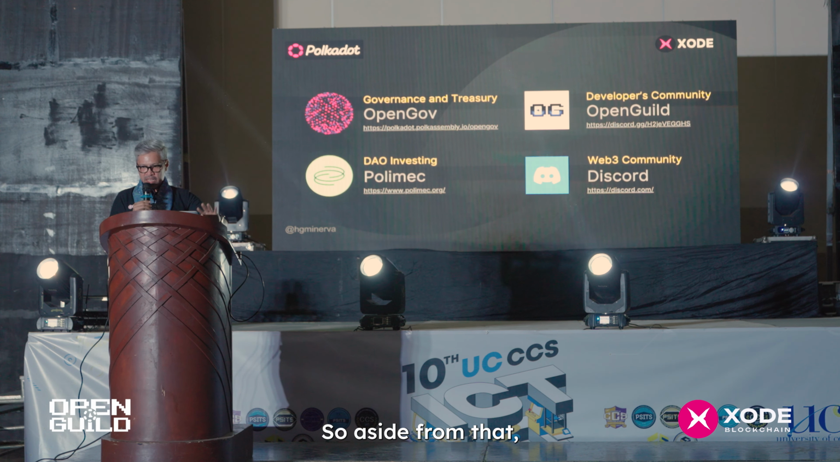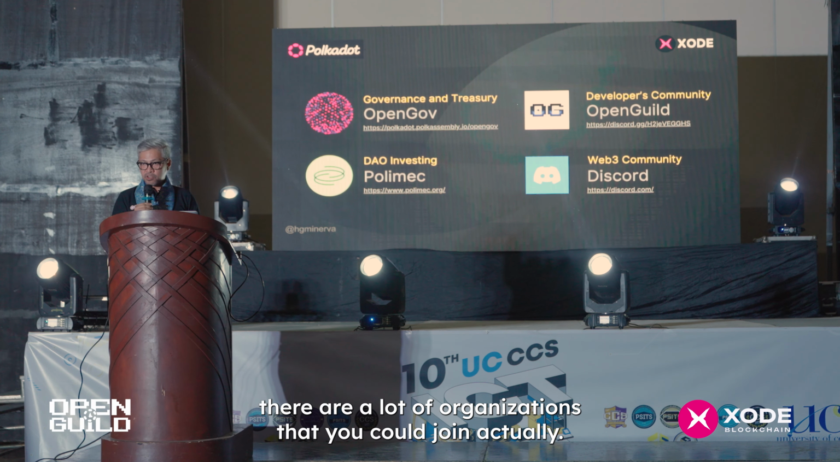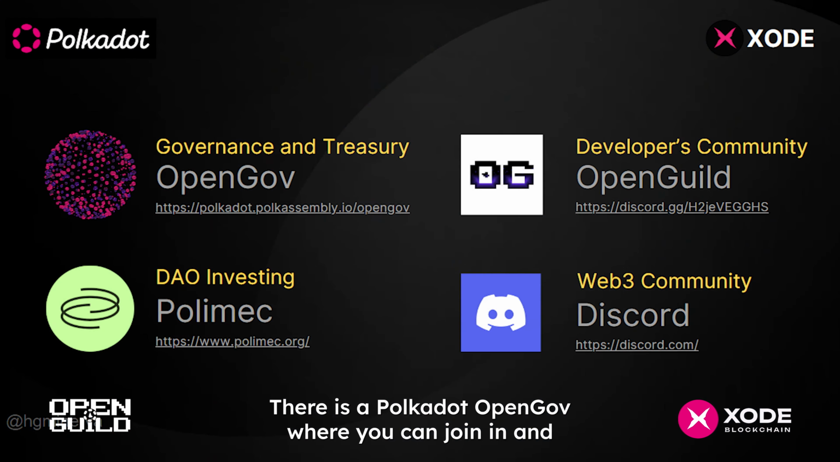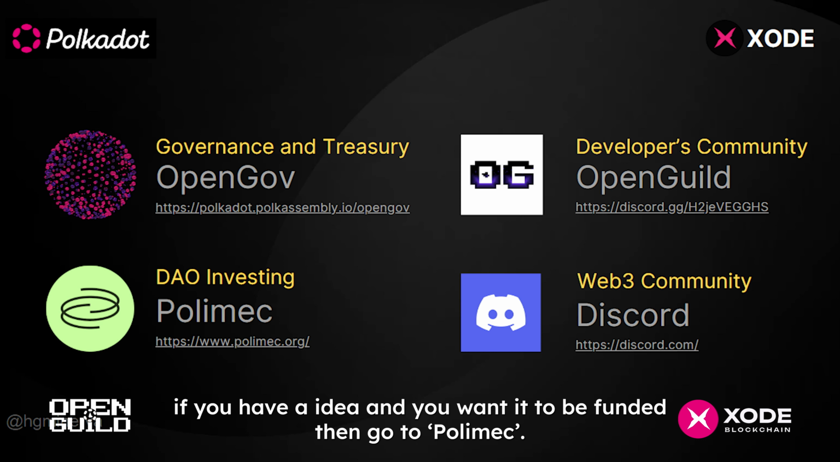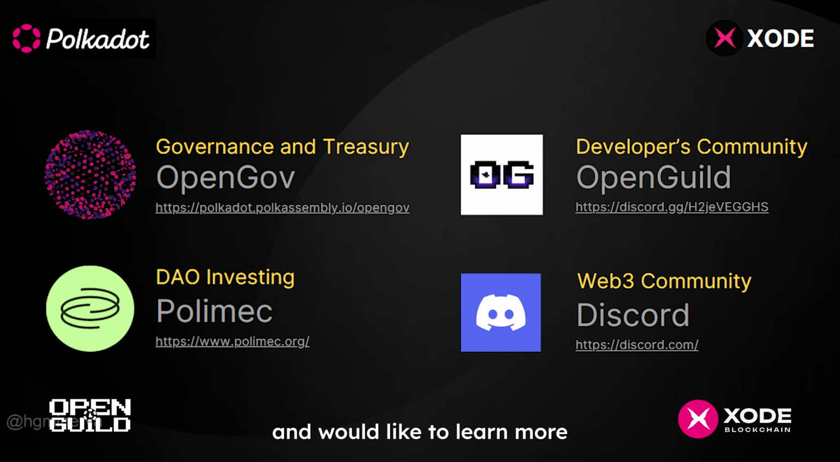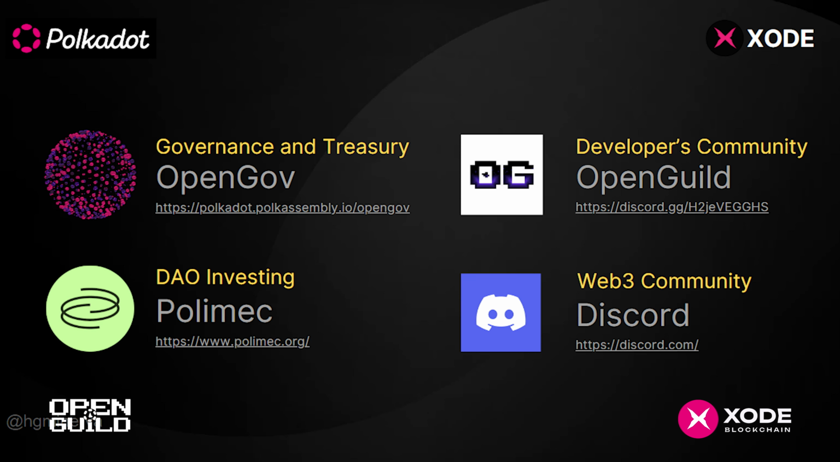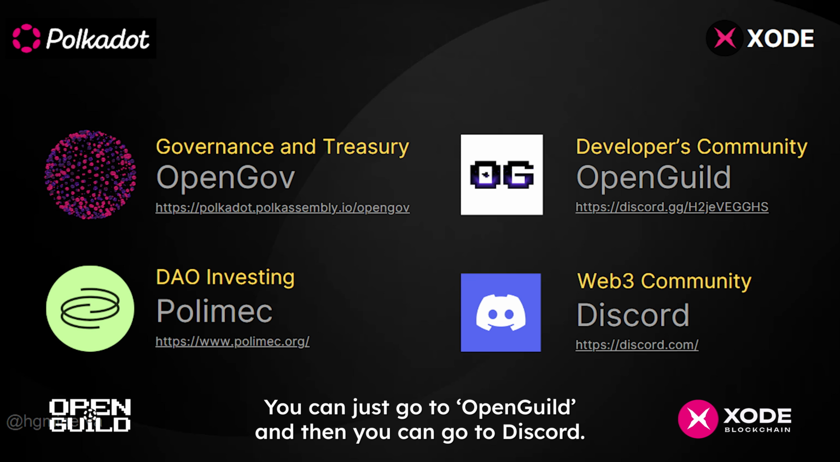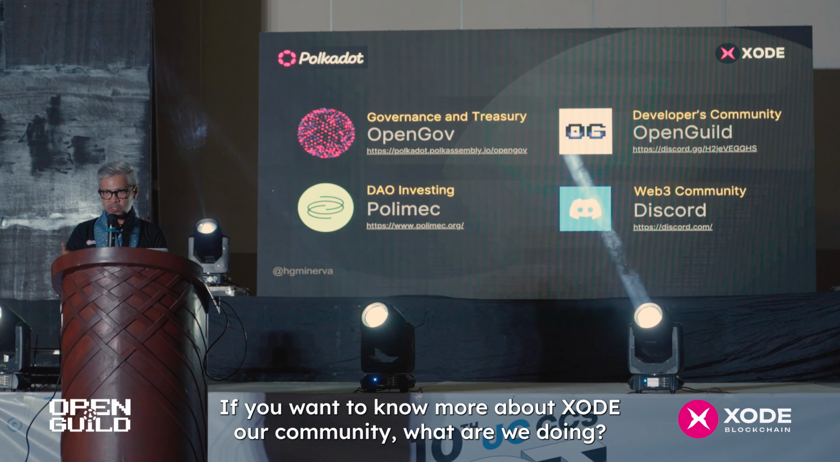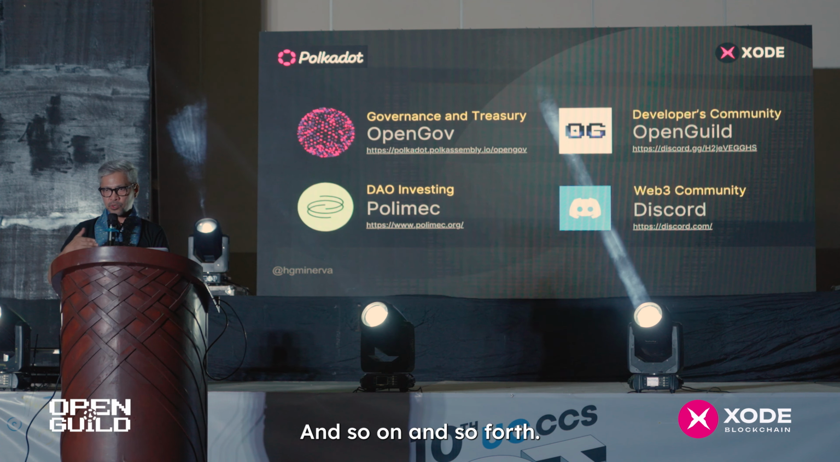So aside from that, there are a lot of organizations that you could join. No? There is a Polkadot OpenGov where you can join in and discuss what is Polkadot, maybe submit some proposal. There's a DAO investing, meaning if you have an idea and you want it to be funded, then go to Polymec. And if you are a programmer and would like to learn more about Rust, smart contracts, Polkadot, Substrate, and so on and so forth, you can just go to OpenGuild. And then you can go to Discord if you want to know more about XODE, our community, what are we doing, and so on and so forth.